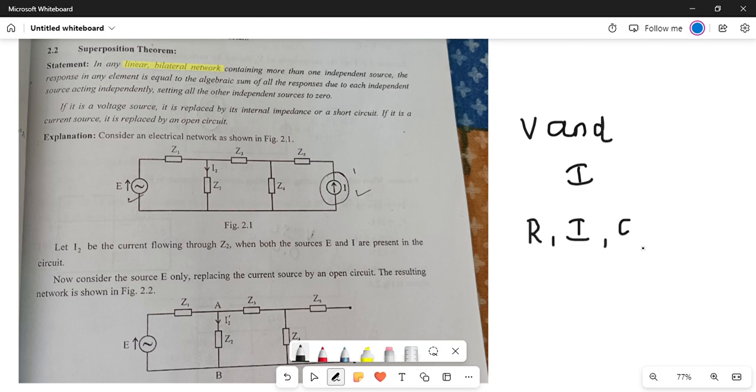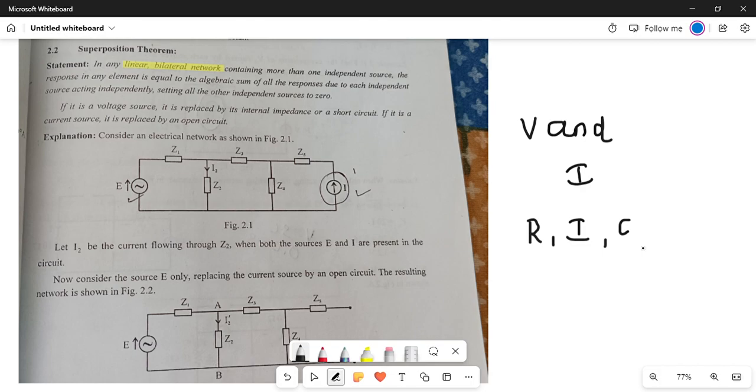So now coming on to bilateral network. So what is a bilateral network? What does that mean? A bilateral network consists of a circuit wherein the characteristics remain the same regardless of the direction of current through various components. Okay, so it means that the characteristic of that circuit remains the same regardless of the direction of the current through various components, right? This is what is my bilateral network.